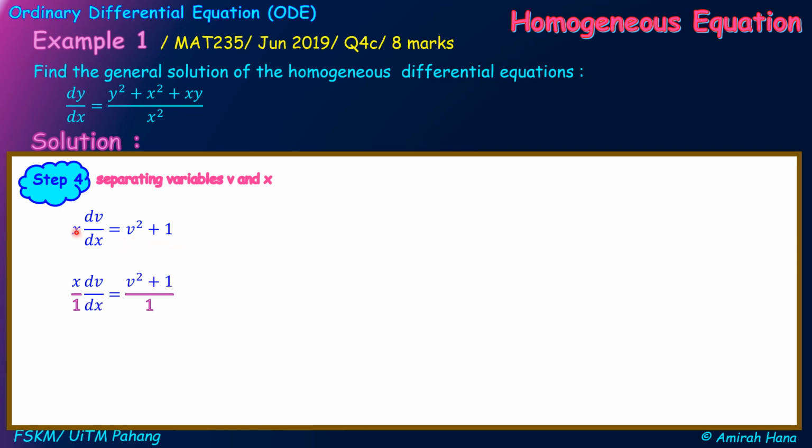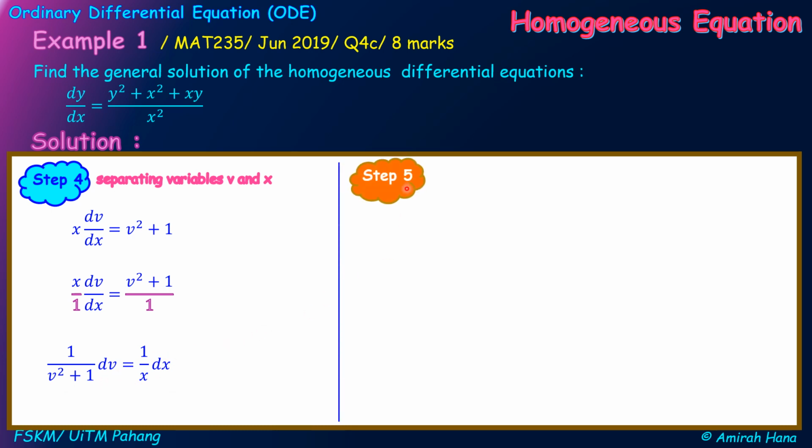We can write x over 1 dv over dx equals v squared plus 1 over 1. From here we have division and multiplication operations. So we can move variable v to the left hand side and variable x to the right hand side. We move dx from the denominator to the right hand side, and then x from the left hand side we move to the right hand side, and v squared plus 1 we move to the left hand side. Then we get 1 over v squared plus 1 dv equals 1 over x dx. Now we have separated variable x and variable v.